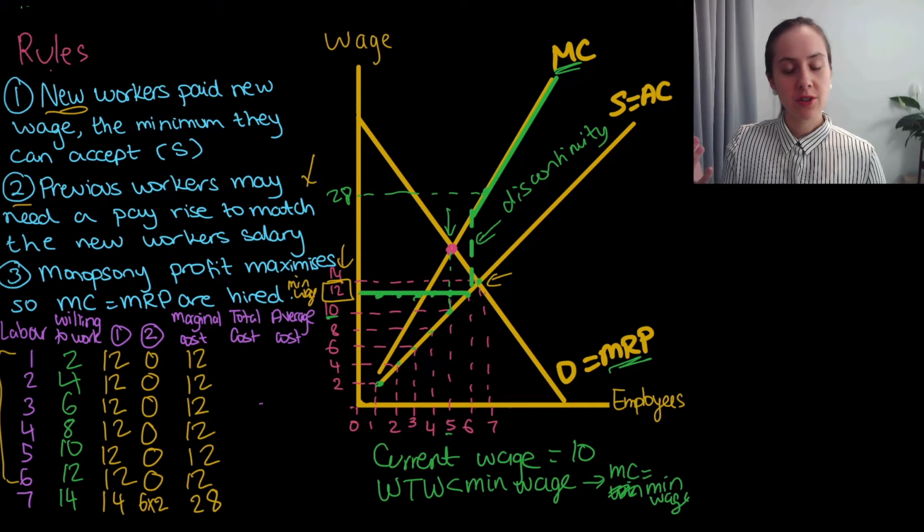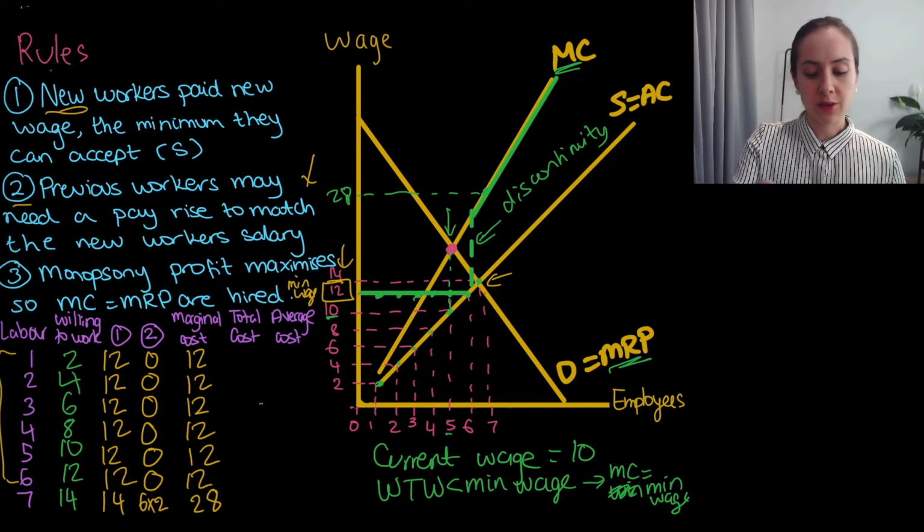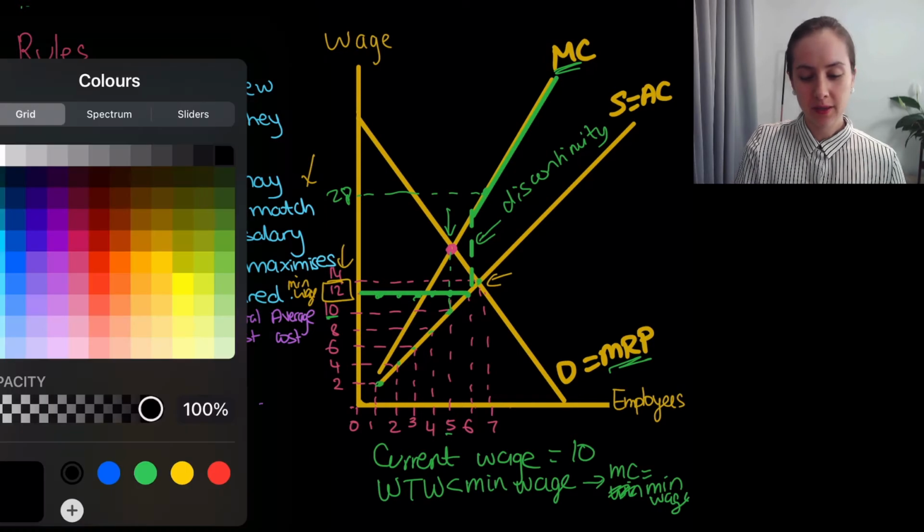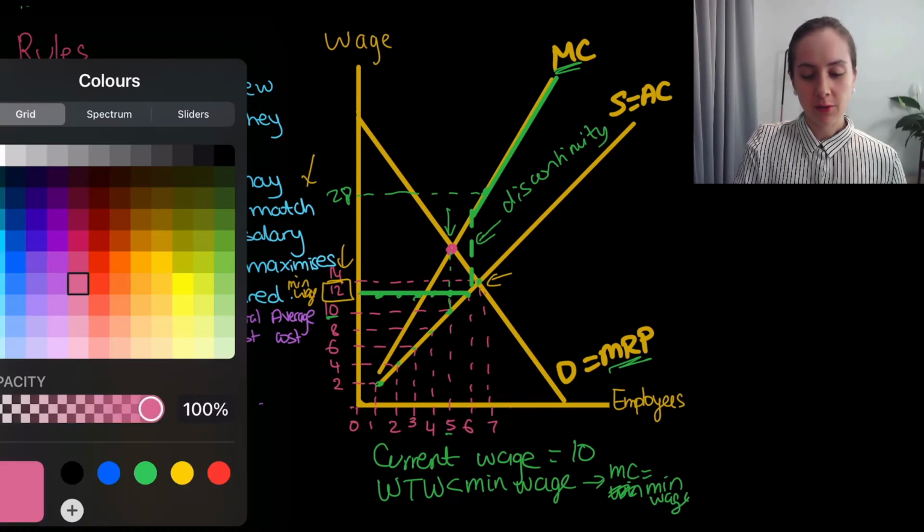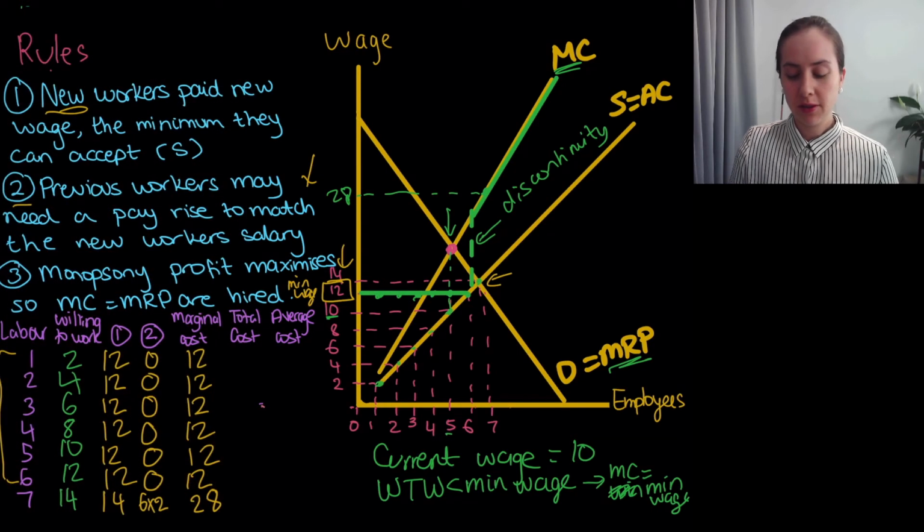To work out the average cost, we need to calculate the total cost. So we're nearly there. So the total cost, we can add up all the costs to hire all the workers so far.